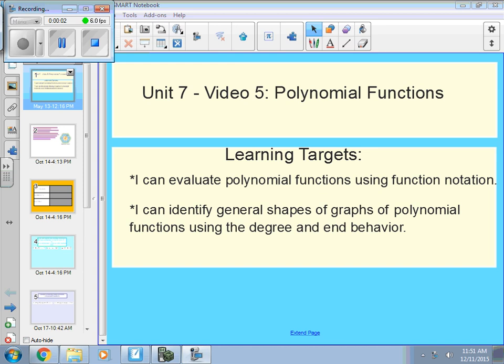All right, today we're going to look at polynomial functions. We want you to be able to evaluate polynomial functions using function notation and also identify the general shape of a polynomial using something called the degree and the end behavior of the graph.